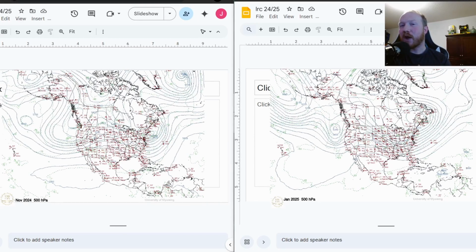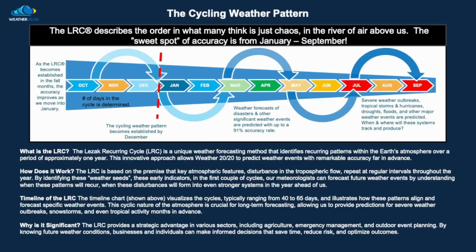But first we need to understand what it is that I am talking about. This cycling weather methodology, or weather pattern cycling across the globe, is referred to as the Lezak Recurring Cycle, or the LRC. To put it very simply, a unique weather pattern sets up in our jet stream every single fall, and that pattern will be a unique number of days long until it eventually recycles through and then cycles over and over again until a new unique LRC pattern sets up the following fall.